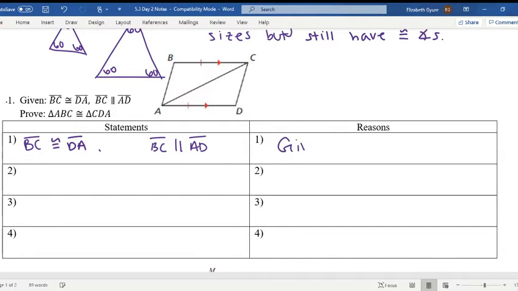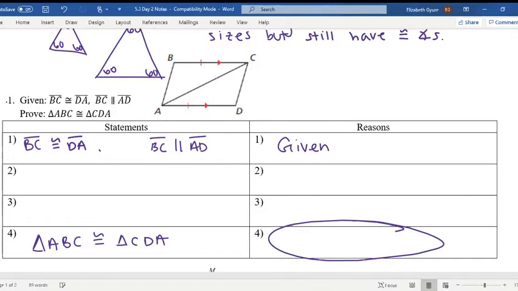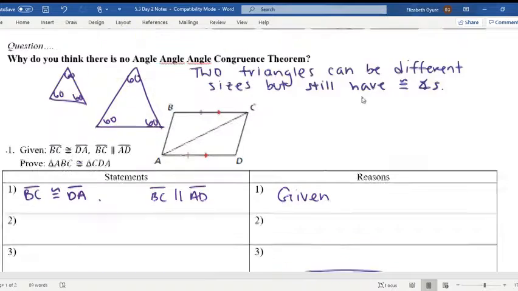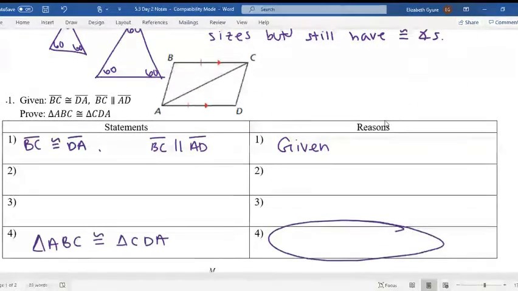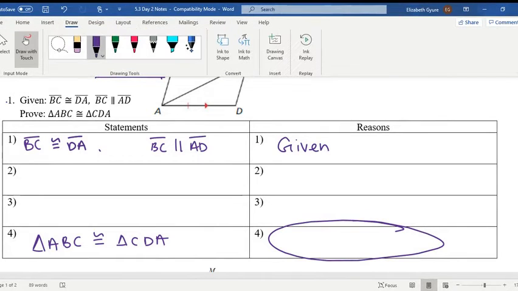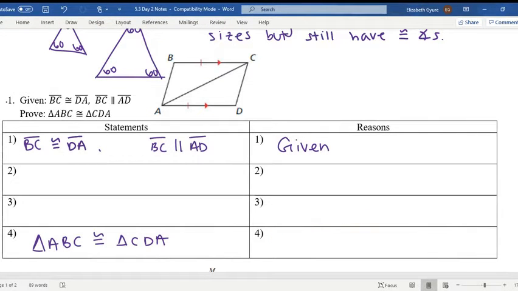So that is our given. We are going to prove that triangle ABC is congruent to triangle CDA. So that means this last reason here has to be one of these theorems: side, angle, side; hypotenuse, leg; side, side, side; angle, side, angle. Let's take a look at our picture and see which one might make sense.